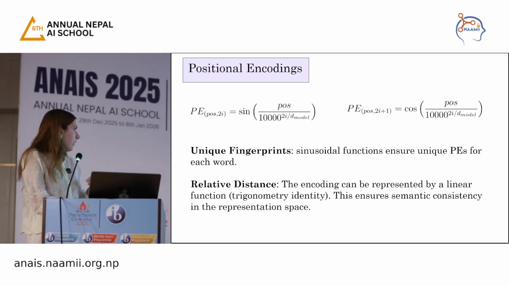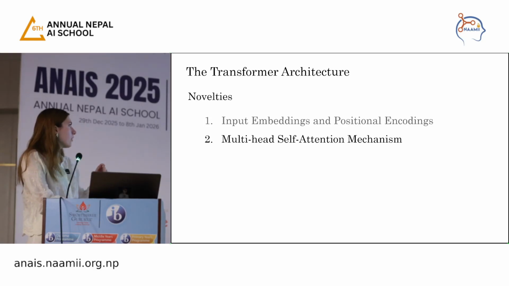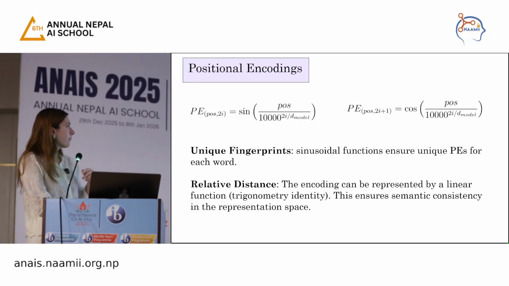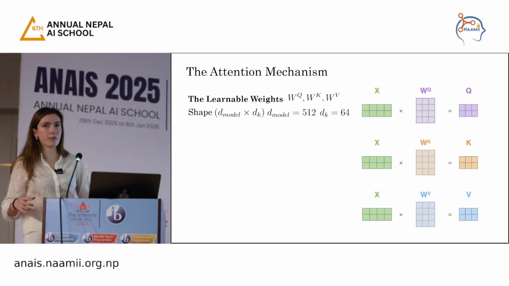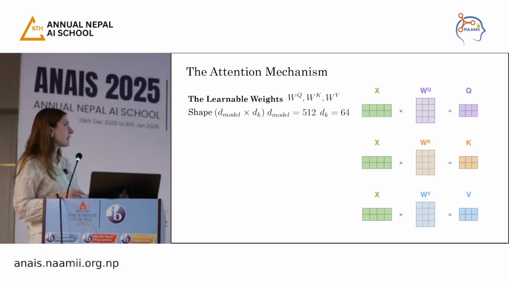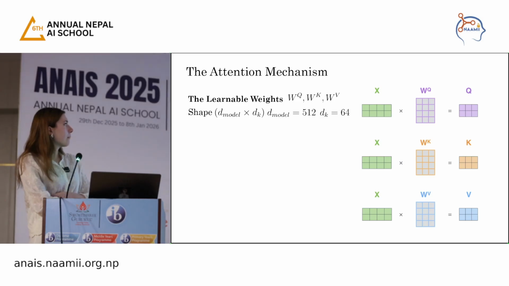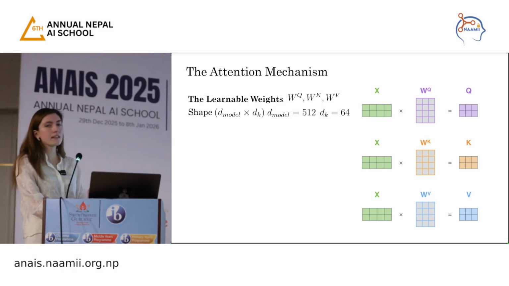Okay. Now, we've talked about how to process the input. Now let's see what we do with this input, right? In training of the transformer, we learn 2 things. We learn these embeddings for the input and output representations, but we also learn these matrices W, which are called learnable weights. And these matrices are initially initialized at random, and the values in these weights change in training.